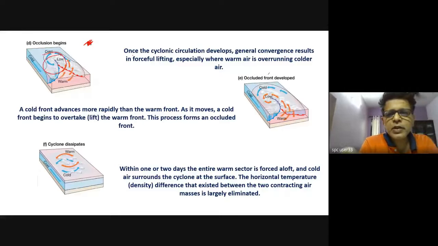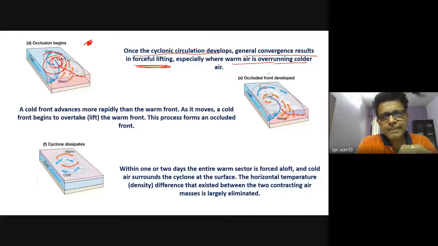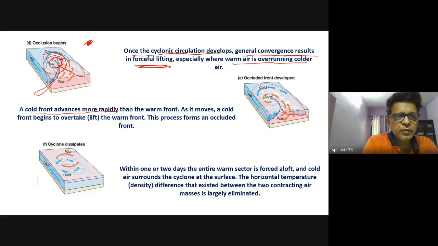Once the cyclonic circulation develops, general convergence results in forceful lifting where the warm air is overrunning colder air. Warm air overrunning colder air, this part. Then an occluded front develops, wherein the cold front advances more rapidly, this tailing part, than the warm front. A cold front begins to overtake. Overtake means it starts lifting. It's going to lift it here.